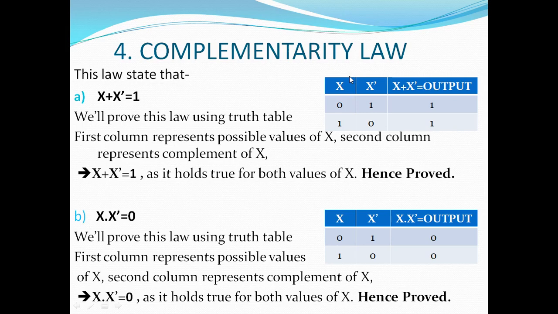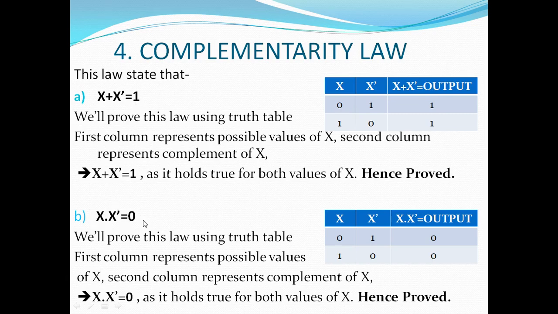Again we can prove it using a truth table. Make a truth table for single input, two possible outcomes 0 and 1. We'll do the complement of this x complement: 0's complement is 1, 1's complement is 0. Now what we have to do, x plus x complement. We are finding out the LHS. So x plus x complement will make 0 plus 1 is 1 and 1 plus 0 is also 1. So for both the possible outcomes, the output is always 1. So we can say that any value of x, when added with its complement, gives 1 only.